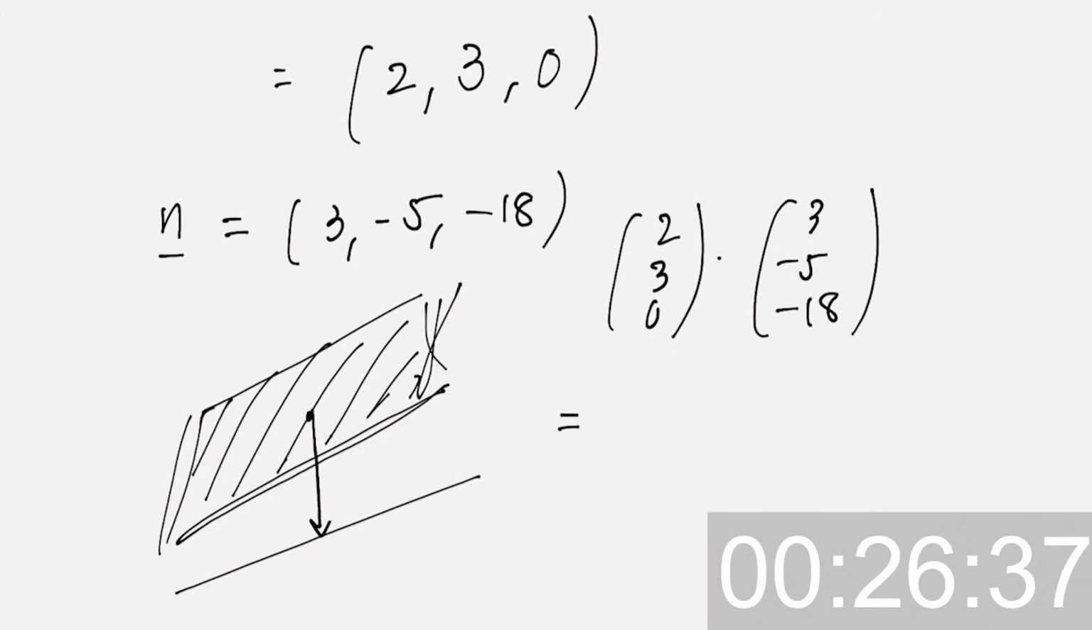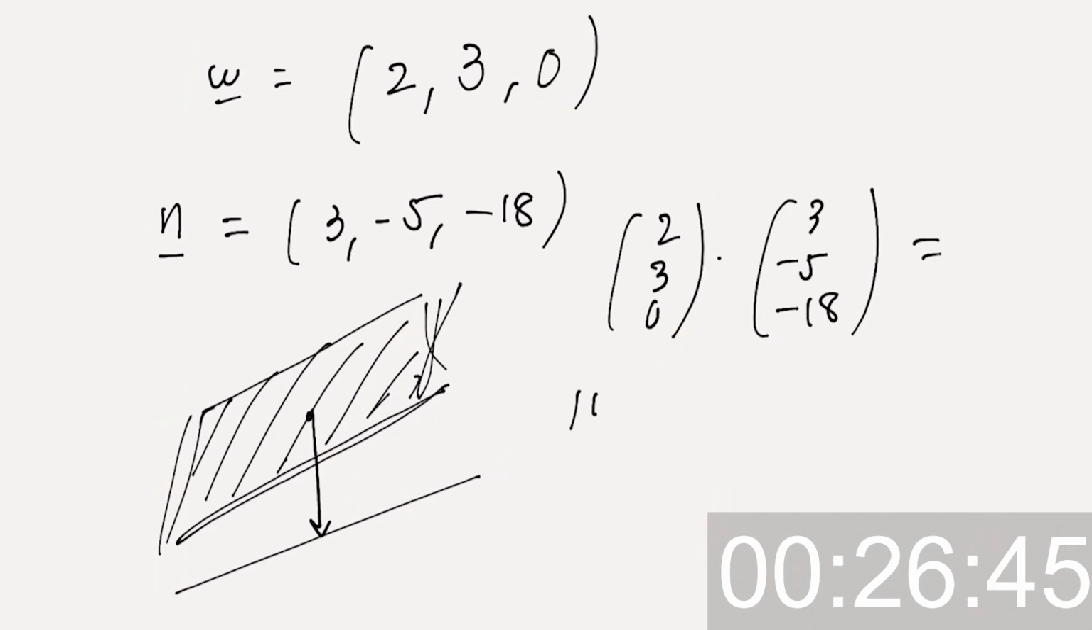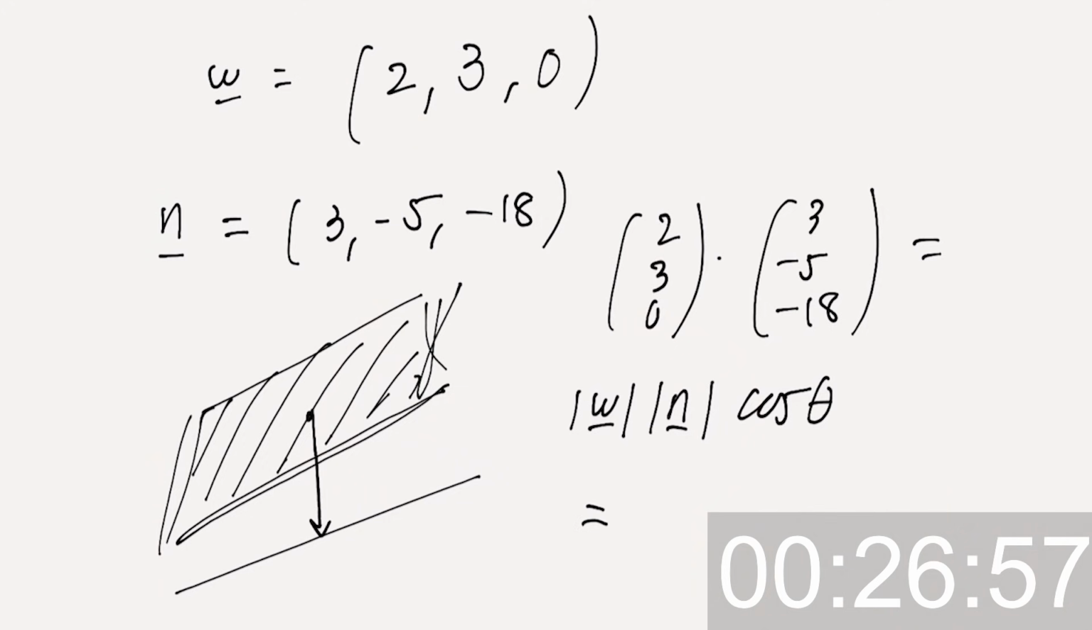So that equals, let's call the direction W, let's pull that W like that. I know the dot product between two vectors is equal to the length of each of the vectors times cos of the angle between them. Perfect. And I can also say that the dot product itself is also equal to 6 minus 15, which is minus 9.